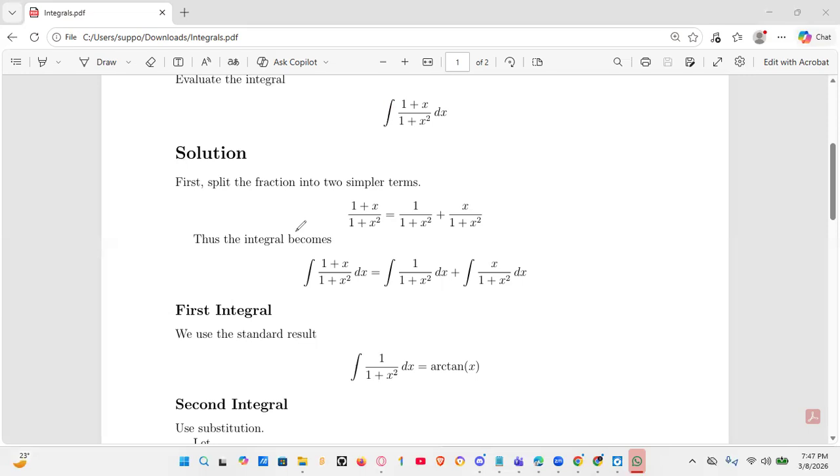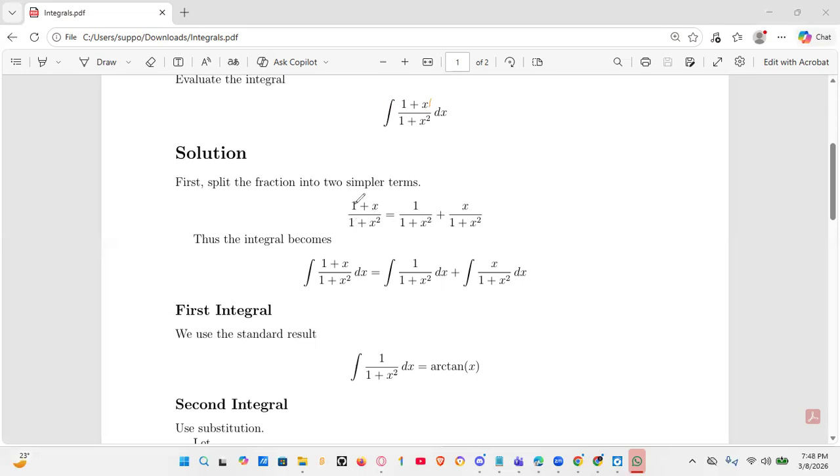In this case, we have 1 plus x over 1 plus x squared. We have a first degree polynomial over a second degree polynomial, so we have x to the power of 1. Our first step would be to separate the fraction.